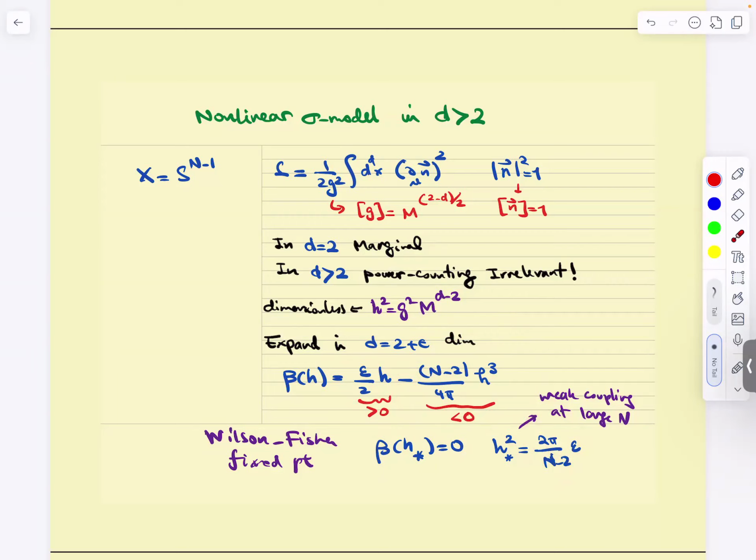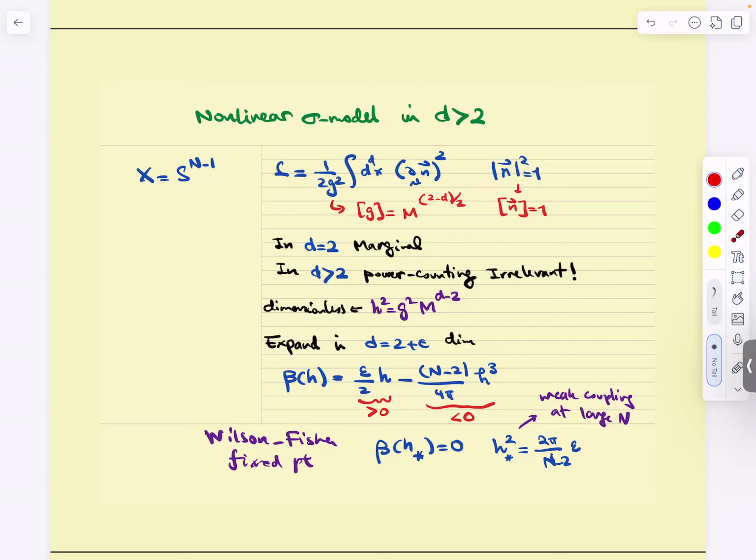We find a new weak coupling, a new fixed point at this particular value of the coupling at large n. So you find another RG flow that is all within perturbation theory, and you go from the trivial fixed point, a UV fixed point, to an IR fixed point. This is also a Wilson-Fisher type. Good.